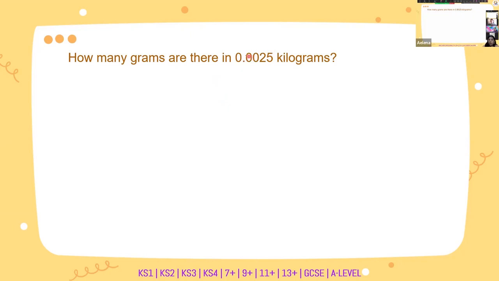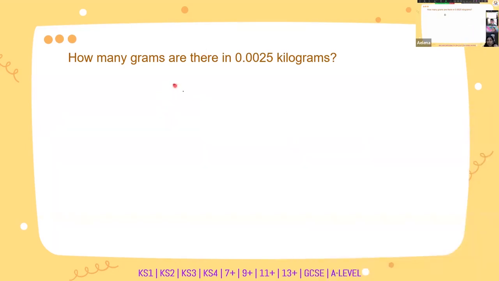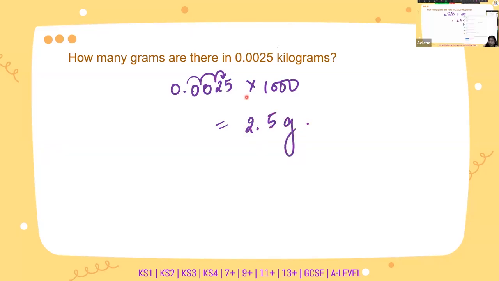So if I talk about this one, how many grams are there in 0.0025 kilograms? Okay, you guys already know the answers. Abdul says, yeah, almost everyone is getting the correct answer. David, try again. So over here, to convert this in grams, I would just have to multiply it by 1,000. Multiplying it by 1,000 means I'm shifting the decimal 3 positions in the right. So this becomes 2.5, not 0.25. So this is 2.5 grams. All right, very good. Everyone is getting the correct answer.